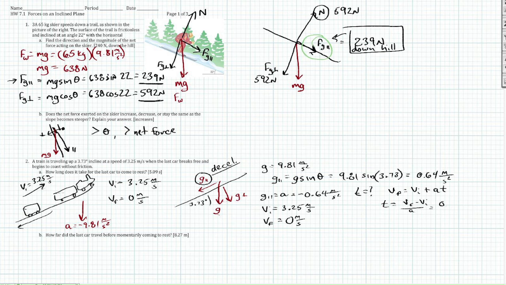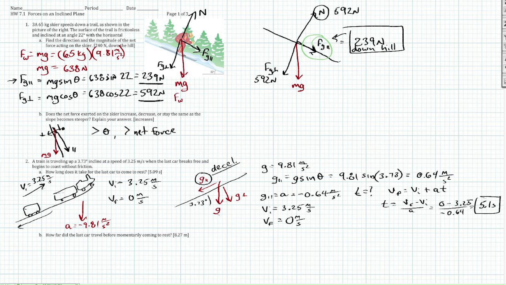So 0 minus 3.25 over our newly found acceleration, or you might say our deceleration, negative 0.64 meters per second squared. So negative 3.25 divided by negative 0.64, I'm going to say 5.1. 5.1 seconds. That's the amount of time it takes for that train to come to a stop.